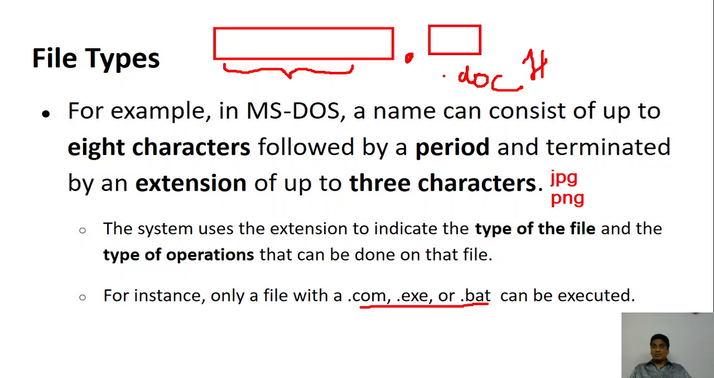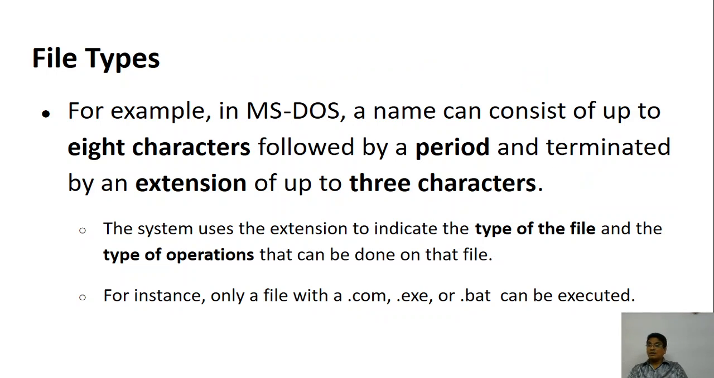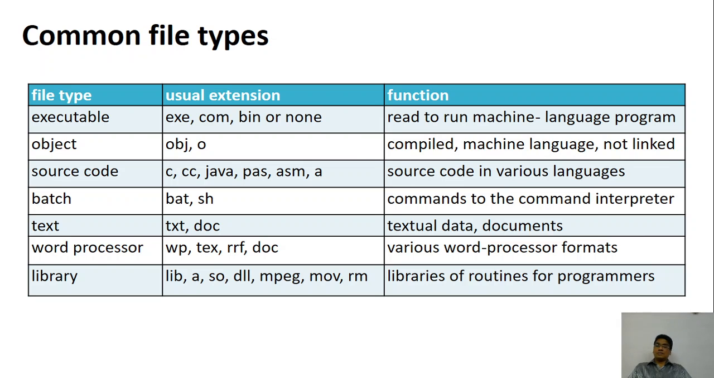Remember, in Unix, that extension does not make any sense. If you want a file to be executed, it must have execute permission. In DOS, that is not really required. Now these are some of the common file types that you see. The executable is generally referred to as .exe, or bin in most of our Linux systems, that is binary. Then you have the object file, .obj or .o.